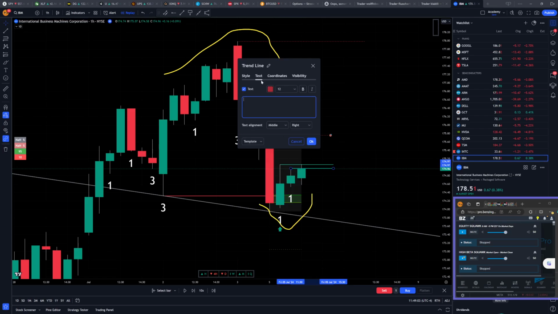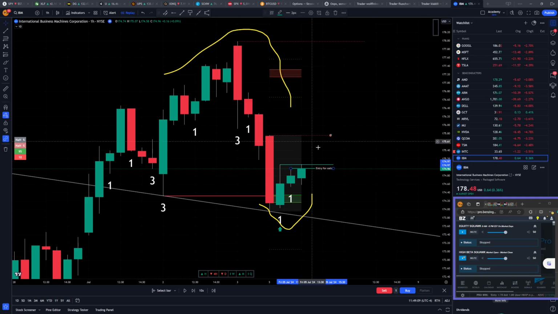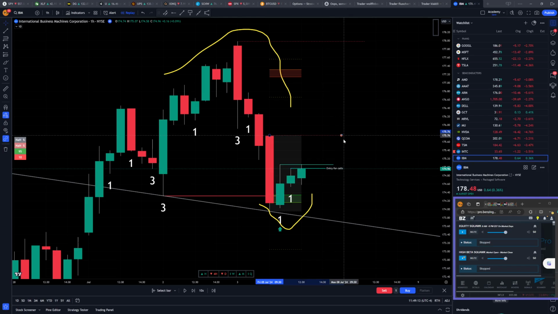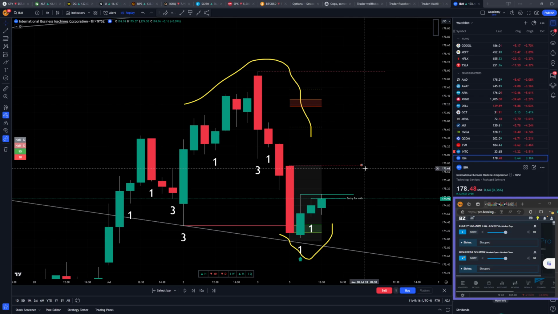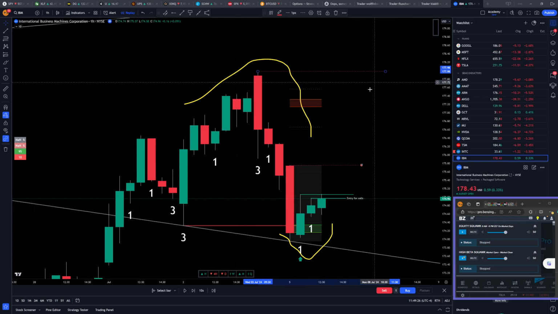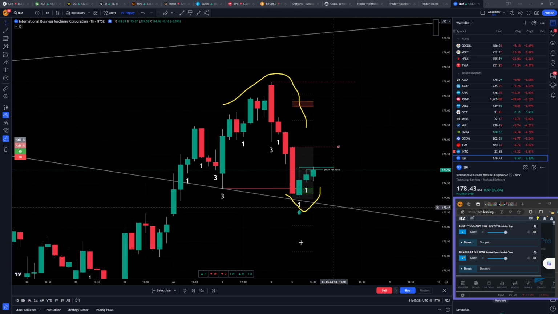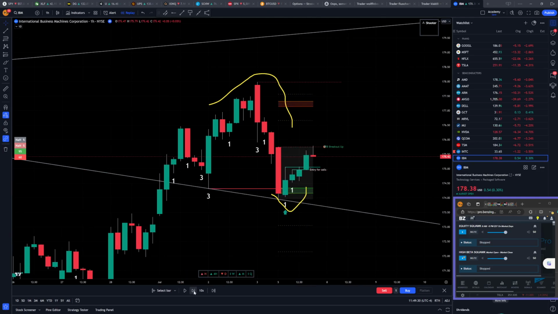If we say entry for calls right there, then our strike price would be one of these levels. That could be 175, because it's 175.76, or maybe about 178 because of this target up there. So let's see how this plays out.